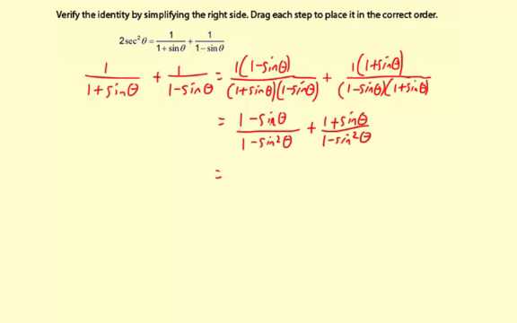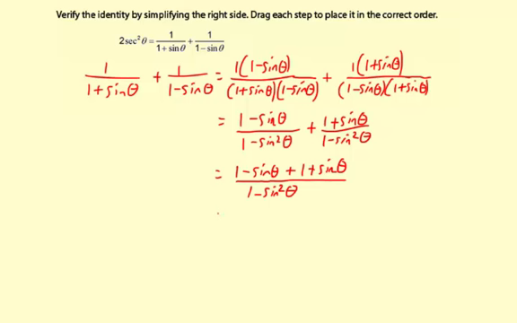Okay, now we're going to combine both these fractions into one fraction, so it's going to be 1 minus sine of theta plus 1 plus sine of theta all over 1 minus sine squared of theta. Now when you're combining fractions, you want to be very mindful, because if this were a negative sign, you would have to use parentheses around this 1 plus sine of theta and then distribute the negative. In this case it's a plus sign, so we don't need to bother with that step.